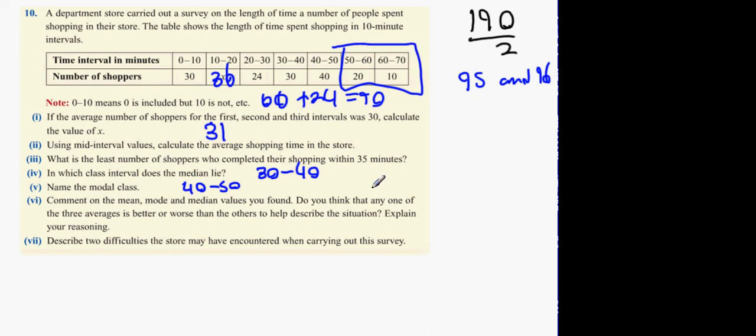Now, describe 2 difficulties the store may have encountered when carrying out the survey. What time of day they decided to do it at. So, how would that affect results, lads? If they did it during the day at, let's say, 9 to 11 a.m. or even midday, 12 p.m. to 3 p.m., what's the problem there? People are in school, and the people who are shopping might be retired people or people who aren't working, therefore might spend a longer time in the shops because they haven't got much else to do.